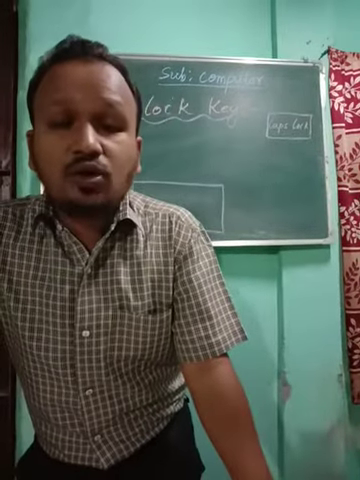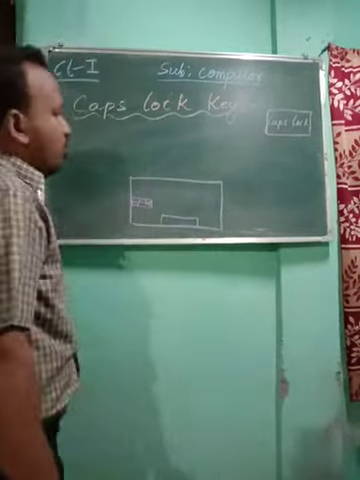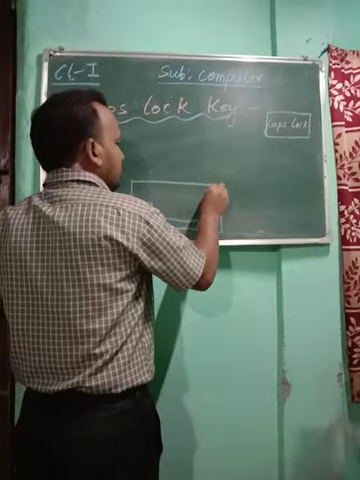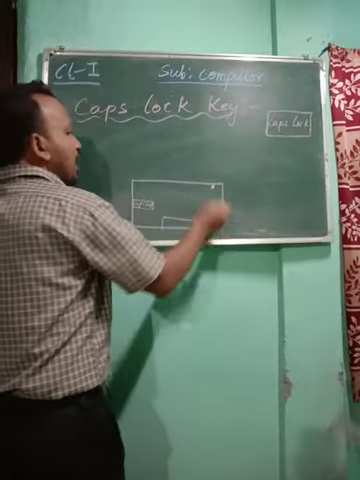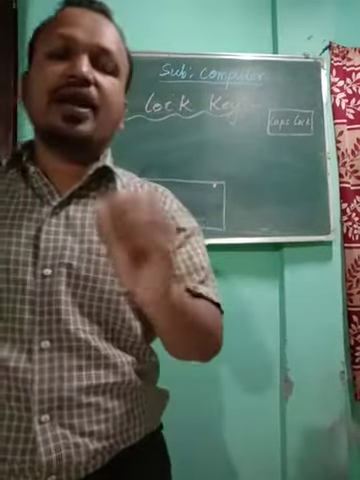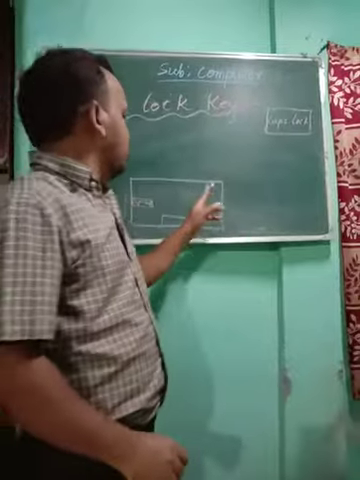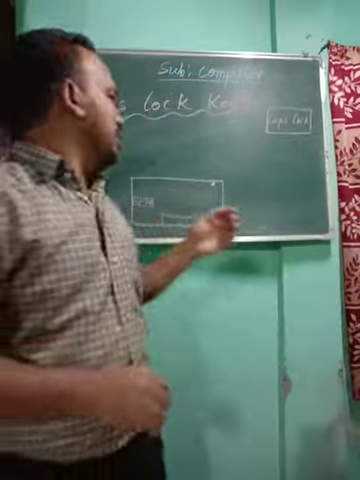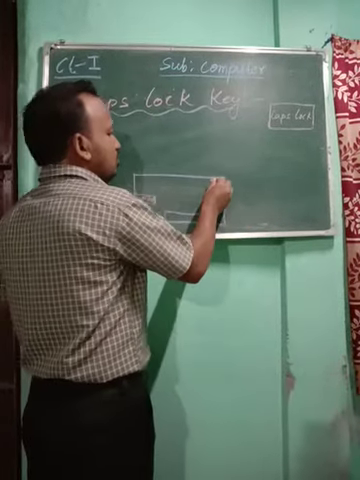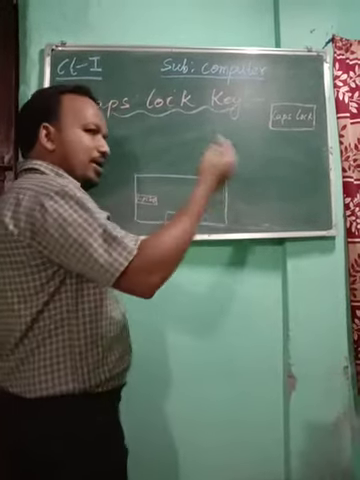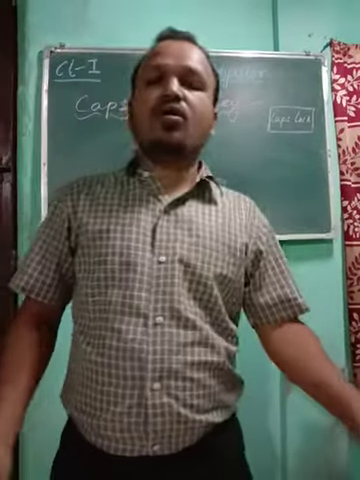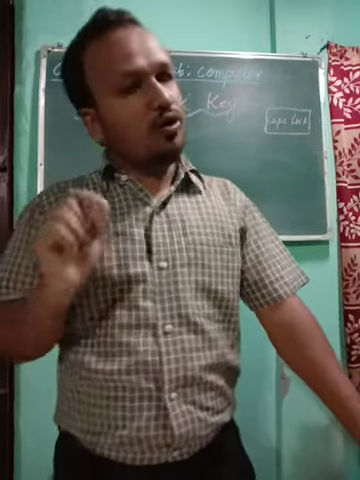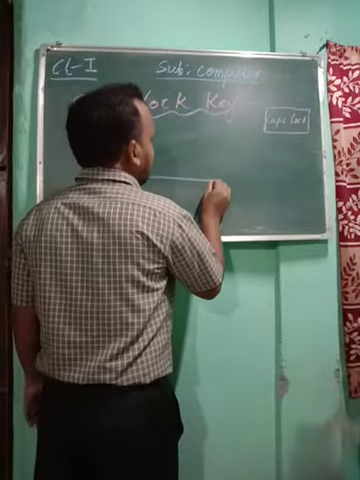A light will glow on the top right corner of the keyboard. On the right side, on the right corner of the keyboard, a small light will glow. Glow means it will become on. Children, at home also, when you switch on the light, the light glows. In the same way, when you press this cap lock key, on the top right hand corner of your keyboard, a small light will glow. You can see the small light.